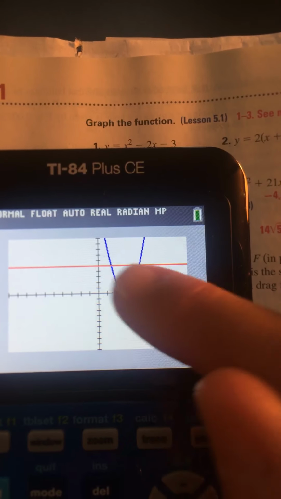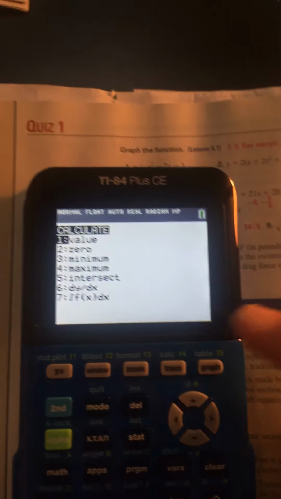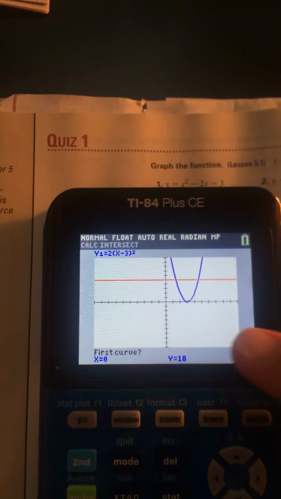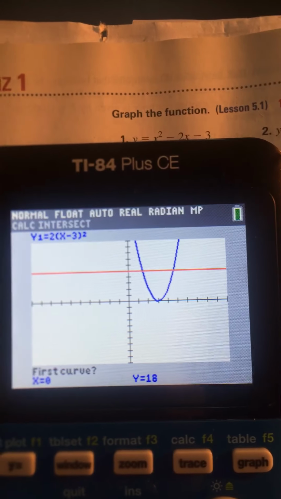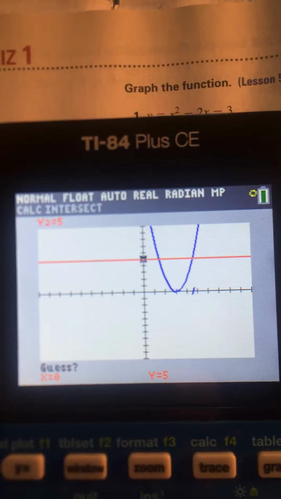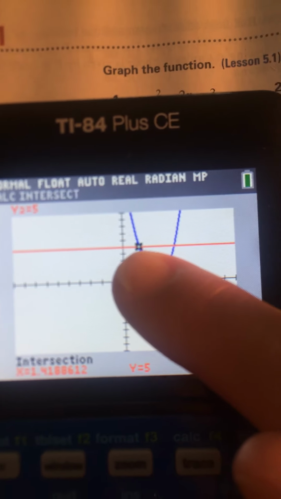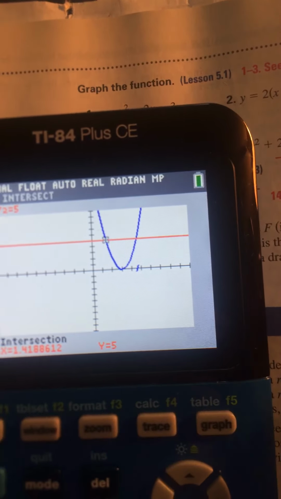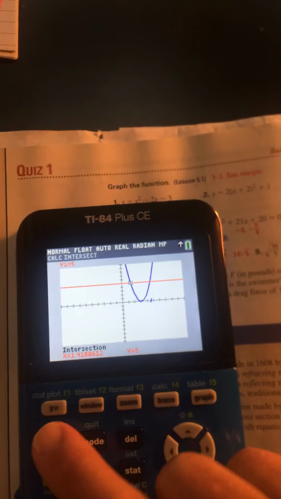Okay, so the answers are where these two curves meet. This time, instead of doing roots, I can do intersect, number 5. And so it says first curve, and it's got the blue curve up here. I'll say sure, enter. Second curve, the red line, yeah. It says guess, I say sure, and it tells me 1.41. That's our first one. Now I still have to get the other one. Do you see how that was a little easier? You go to intersect, you hit enter 3 times, and it tells you the answer. We'll do it on the other side.